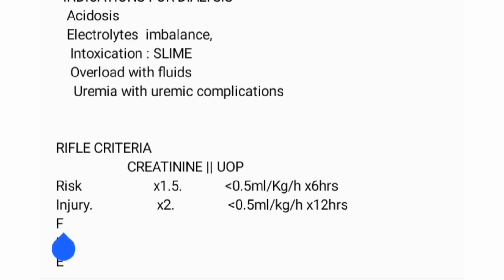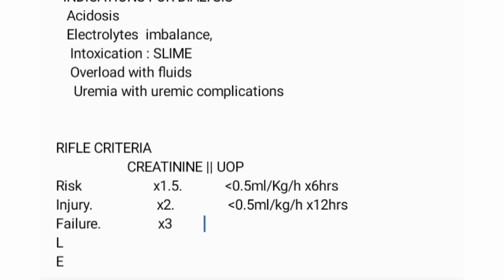And then F, that's for failure. So now someone has come with failure. What do we put on failure for the creatinine? Creatinine failure stands for someone who comes in with increased creatinine levels about 3 times, or they present with creatinine equal to or more than 4 milligrams per deciliter. But at least you have to know that more than 3 times is for failure.